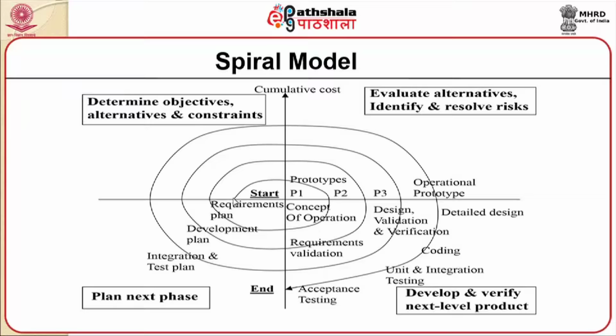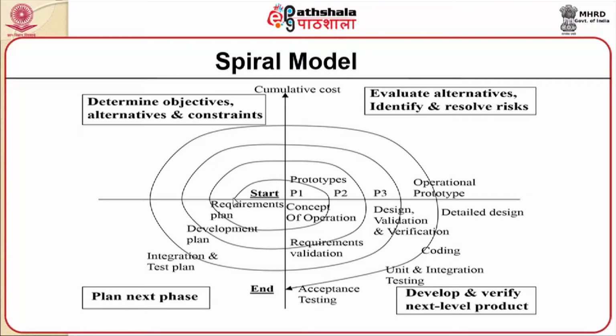Whatever risks have been pointed out during the alternative phase, where all the risks majorly arise, those will be sorted and the prototype built at phase 2. At phase 3, it's a typical process where we develop, verify and produce the next level product. And phase 4 will majorly concentrate on the planning towards the next phase. So it revolves around only these 4 phases.